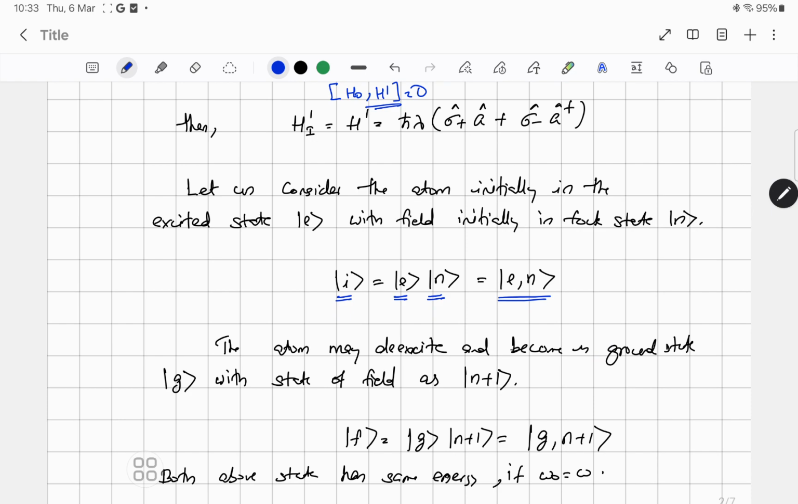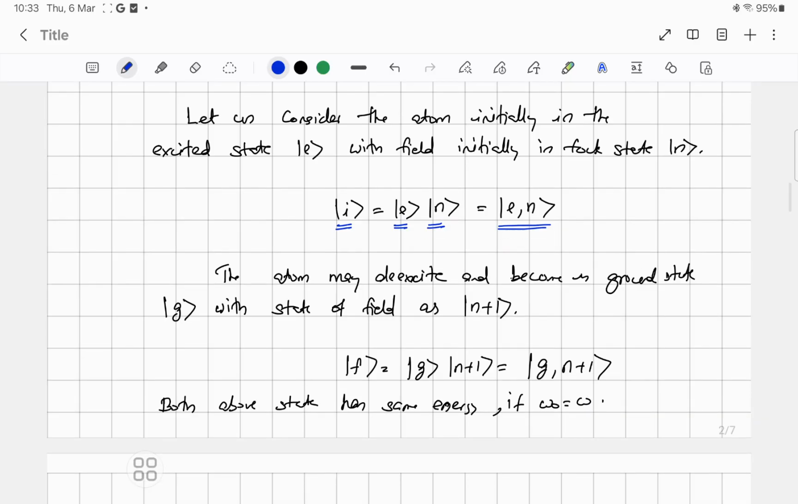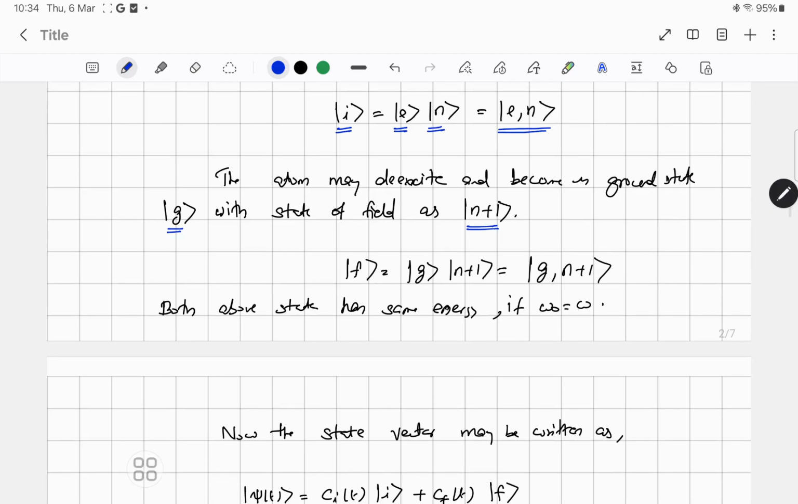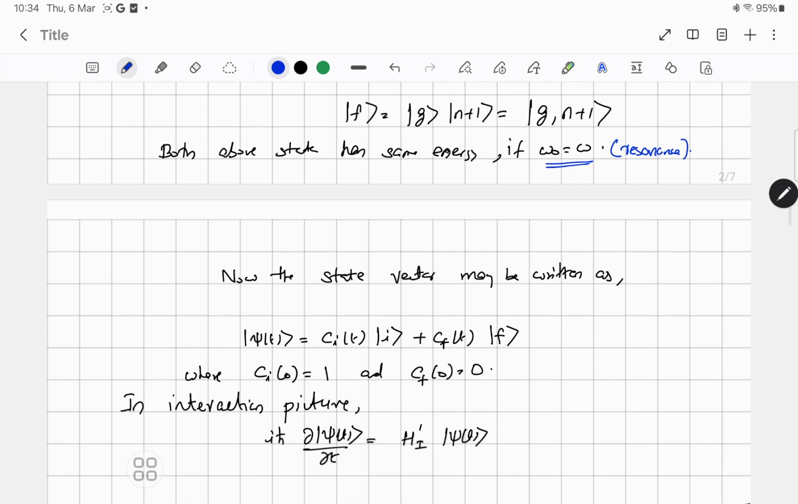Okay, now this atom may de-excite. So when the atom de-excites, this e becomes g, and the number of photons may increase to n plus 1. So the other possible state is the tensor product of g and n plus 1. So the final state I can write as g tensor n plus 1, or it is also denoted as g, n plus 1. So since both states have the same energy if omega 0 equals omega, this is a condition of resonance.